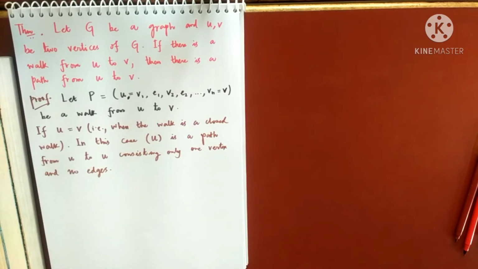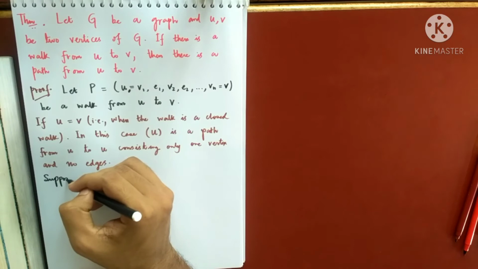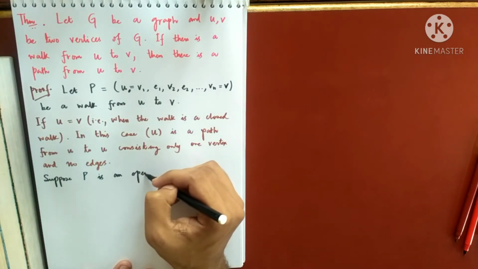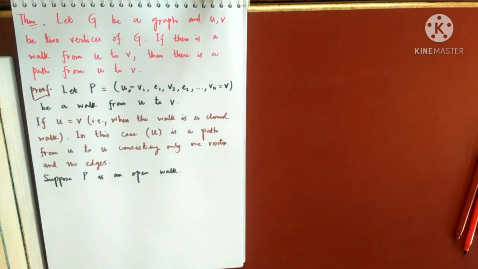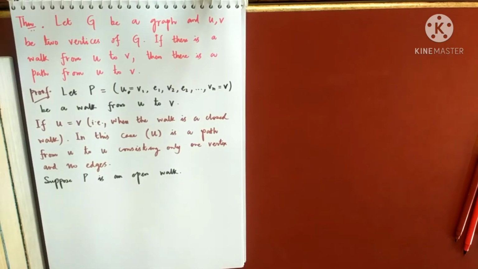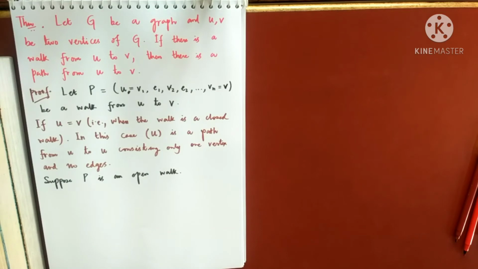Now let's assume that the walk is open, right? Suppose P is an open walk. Suppose P is an open walk. So do you have any confusion up to here? No, sir. Now you see, I am considering that P is an open walk.